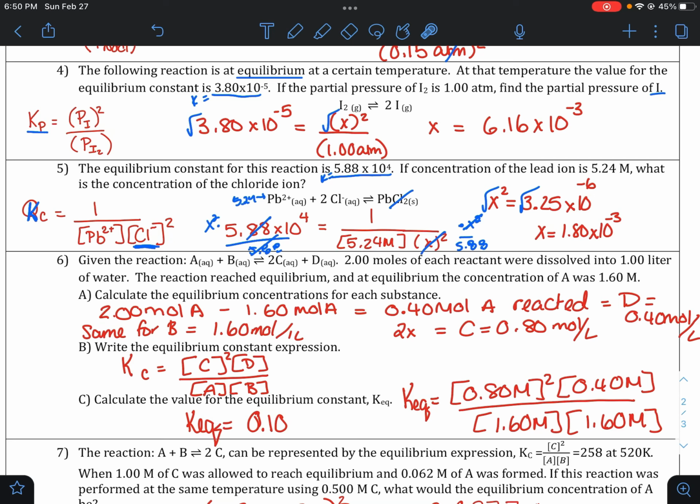Okay? Number 6, given this reaction, A plus B goes to 2C plus D. 2 moles of each reactant were dissolved in 1 liter of water. Okay, so each reactant has a concentration of 2 moles per liter. Okay, so 2 moles per liter. All right. It says at equilibrium, 2 moles per liter of A and B.